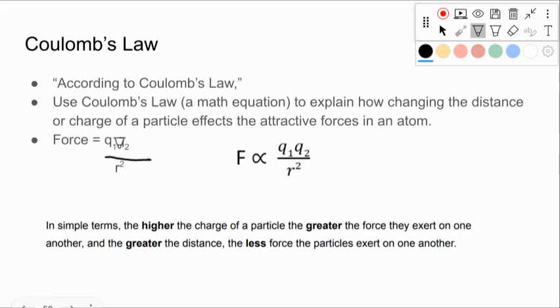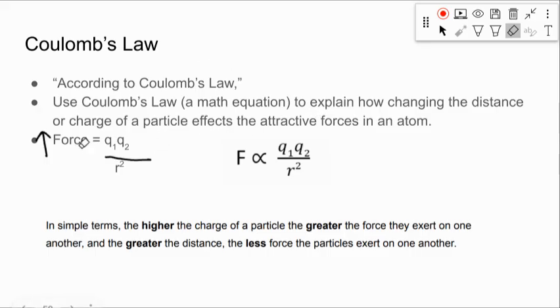If I increase this charge, like if I go from +1, -1 to +2, -1, because of the way this math equation is set up, if I increase this number on top, let's say initially it was 1 and then I increase it to 2, just the way that math works, I'm also going to increase my force. So this is a direct relationship: if I increase my charges, then my force also increases. The same is true for the opposite of that.